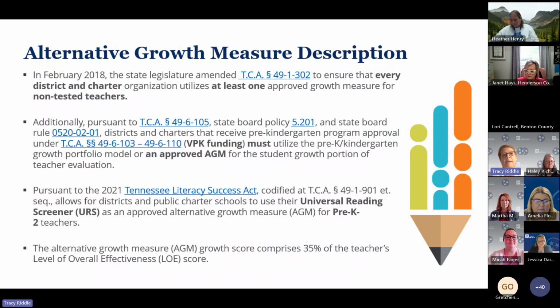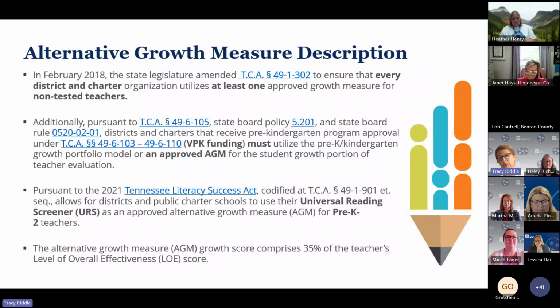First, the law states that every district and charter must choose one alternative growth measure for a non-tested teacher group. And we have 7 non-tested teacher groups that we can support. That's pre-K, kindergarten, first, second, fine arts, PE, and world language. So every district and charter has chosen one of those non-tested teacher groups to receive an individual growth measure from the alternative growth measures.